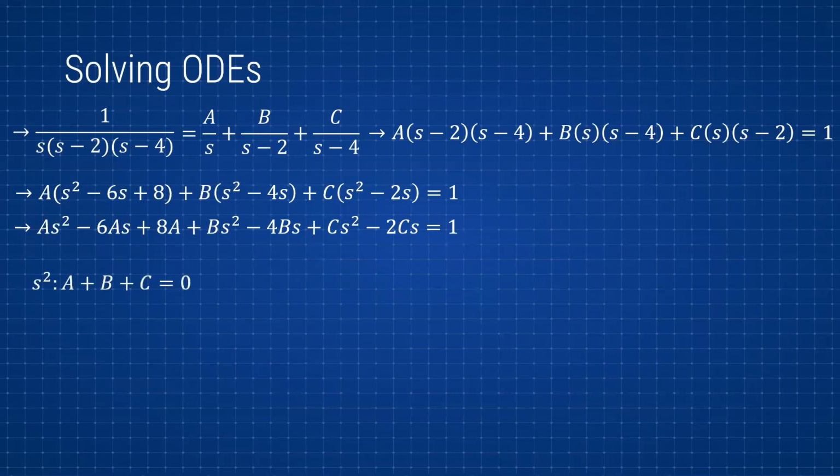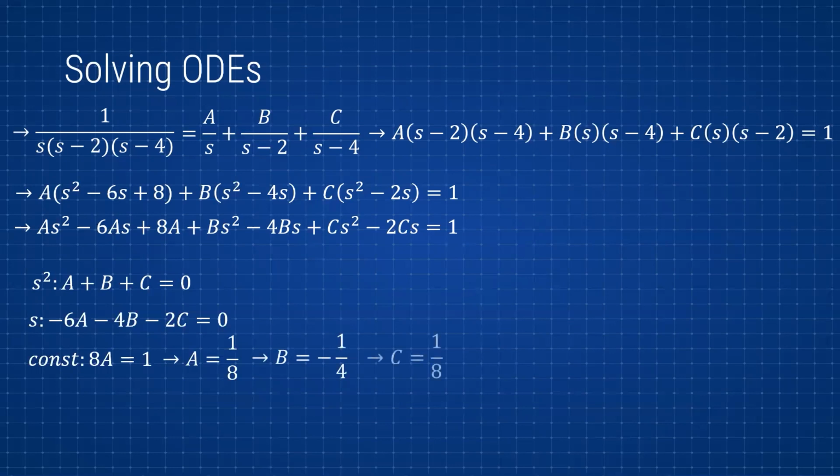So all the terms that have an s squared, in this case, are a, b, and c, and they're equal to 0 because there are no s squared terms on the other side. All the terms that have an s will be negative 6a minus 4b minus 2c equals 0. And then my constants only have 8a equals 1 on the other side. So solving for a, I get 1/8. If I plug it back in and solve for everything else, I get b to be negative 1/4, and c to be also 1/8.